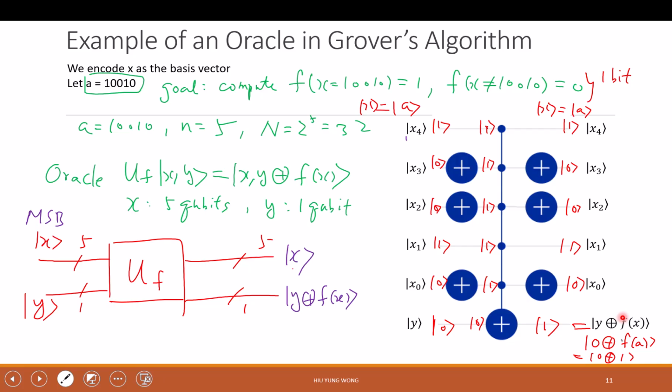For the oracle to be valid, this needs to output y exclusive or f of a. What is y exclusive or f of a? It is 0 because my y input is 0, right? And f of a by definition needs to give me 1, right? Because if your entry is a, then f of a equals 1 because you found the entry you want. So y exclusive or f of a is just equal to 0 exclusive or 1, which is 1, right? And then I showed you that I also get 1 if I use this circuit. So it means this circuit is really doing what I want here.